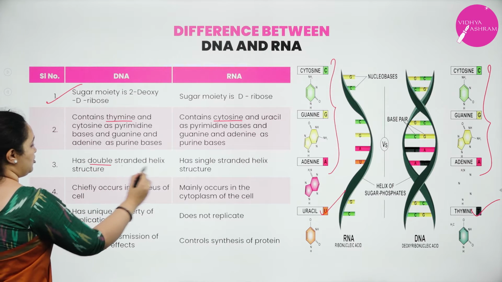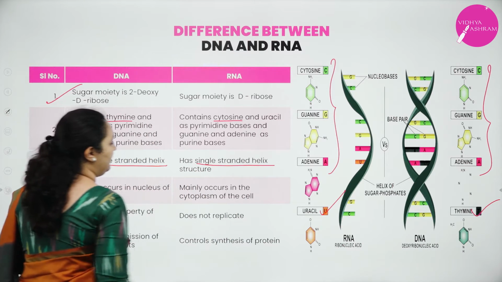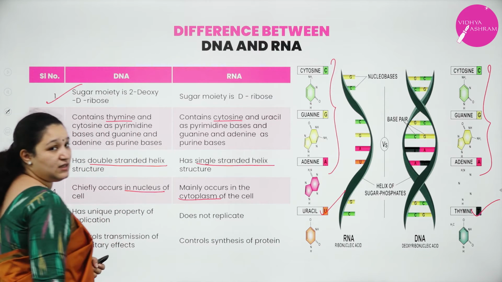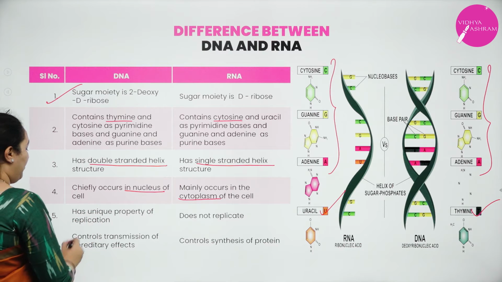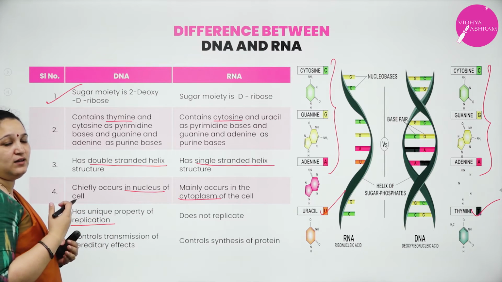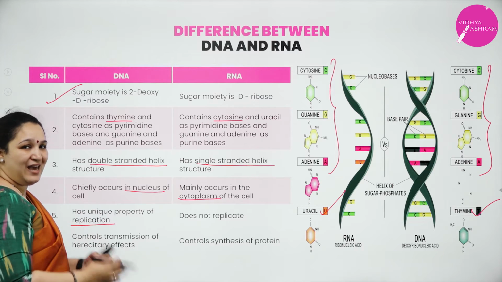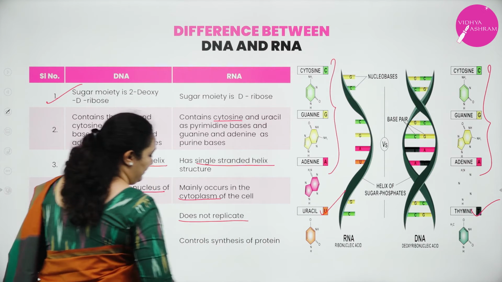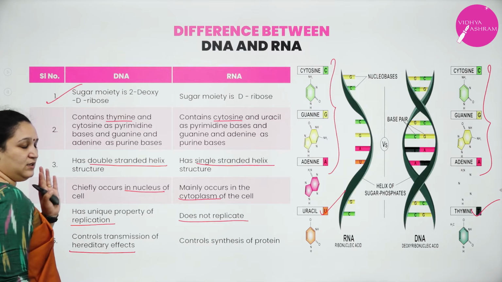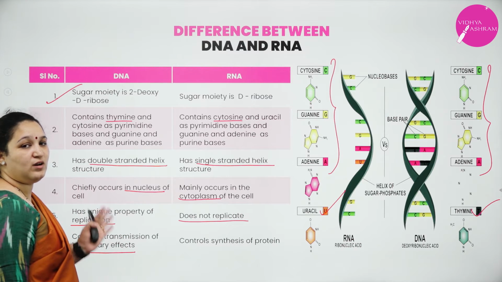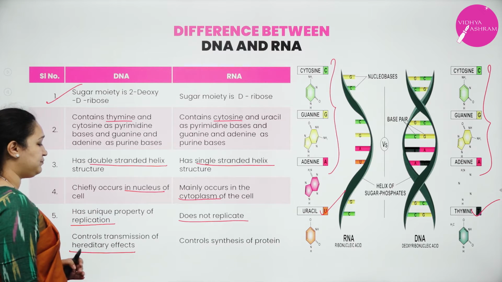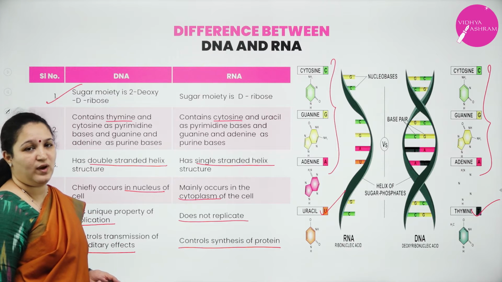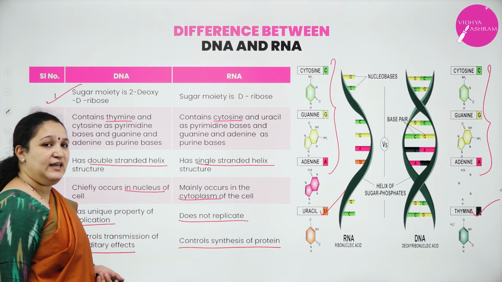DNA has a double stranded helical structure. RNA has a single stranded helical structure. DNA occurs in the nucleus of the cell. RNA is mainly present in the cytoplasm of the cell. A unique property of DNA is replication: it can replicate several times to get the same copies of the original DNA. RNA does not replicate. DNA is responsible for inheritance or heredity, whereas RNA controls protein synthesis. That is the difference between DNA and RNA.